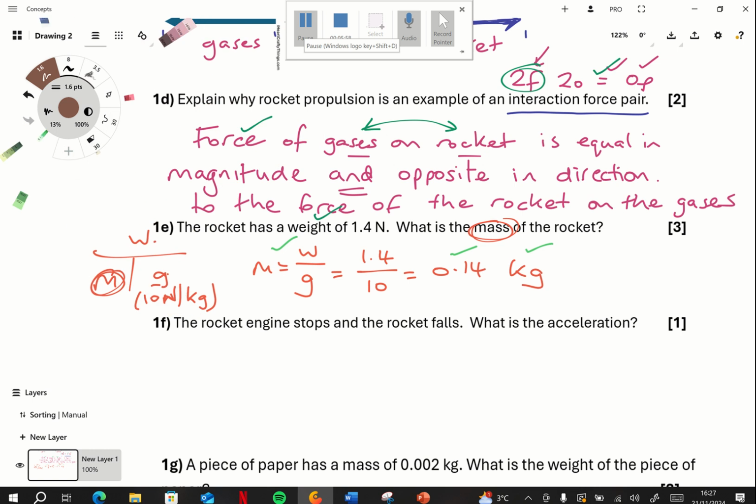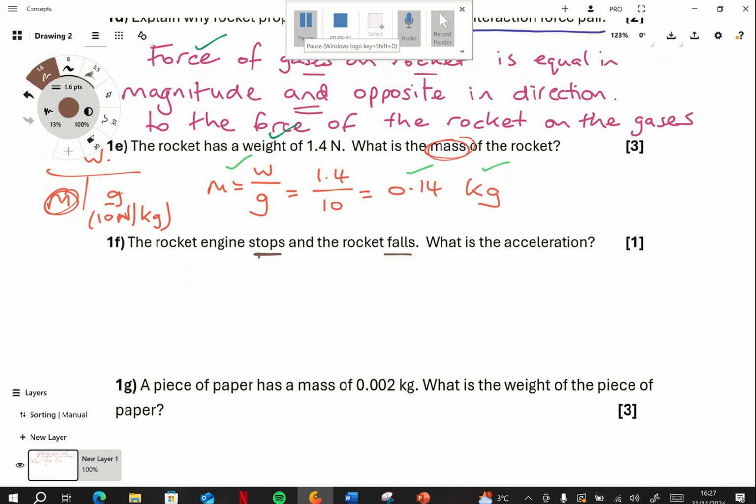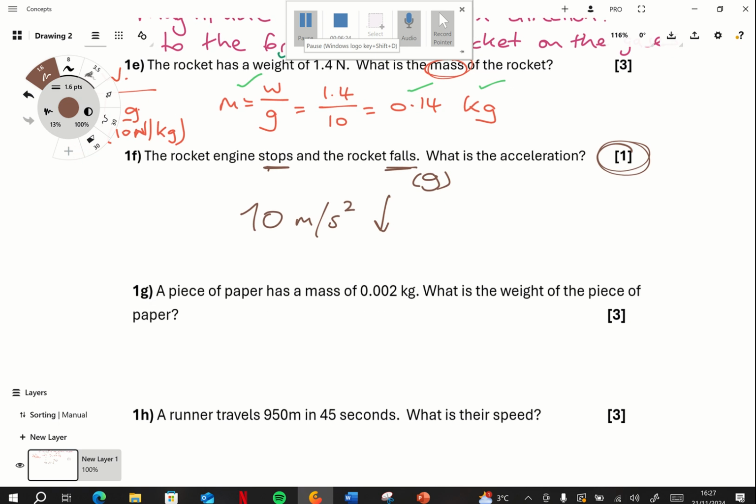On to the next bit. It says the rocket stops and then it falls. So clearly falls, this is about gravity. And I've got to make the assumption that this is on Earth. So it says, what's the acceleration? And you can see it's a one marker, so you don't have to do any complicated calculations on it. We just need to know that objects accelerate at 10 meters per second squared downwards when they're falling. Next one.